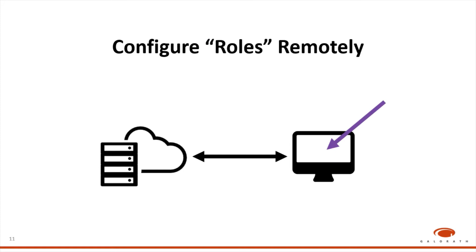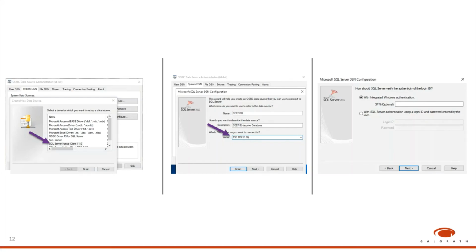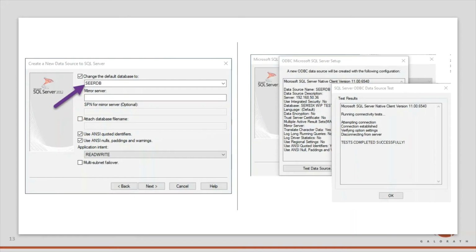User roles are configured using a separate utility. We will install it on a client desktop and access the database remotely. In this client desktop, create an ODBC connection to the database. Select Windows or SQL authentication depending on how the admin login's authentication had been set up. Specify SEER-DB as the default database and test the connection.